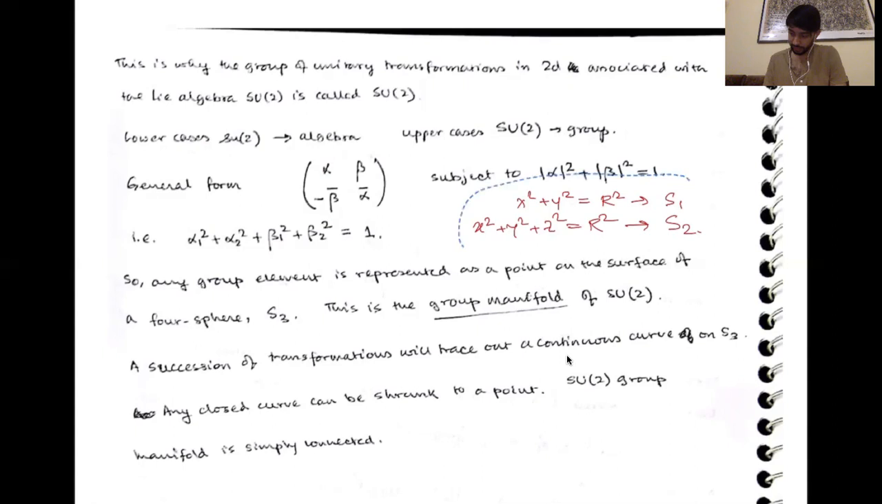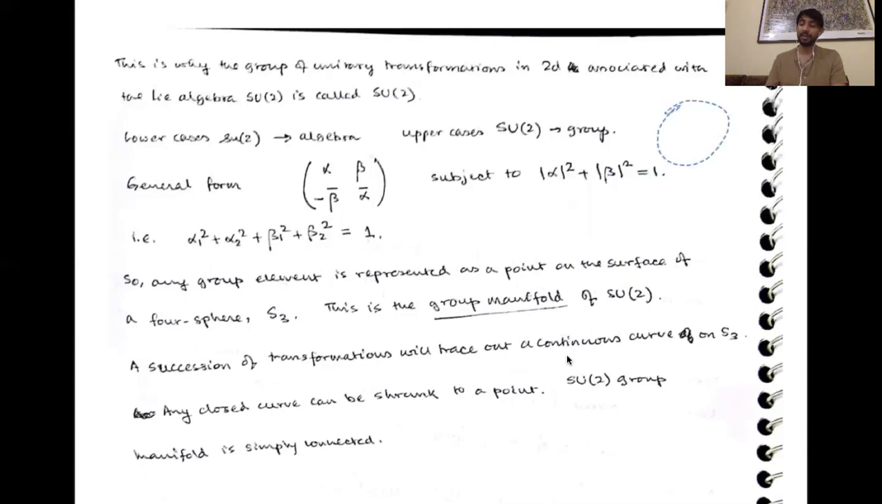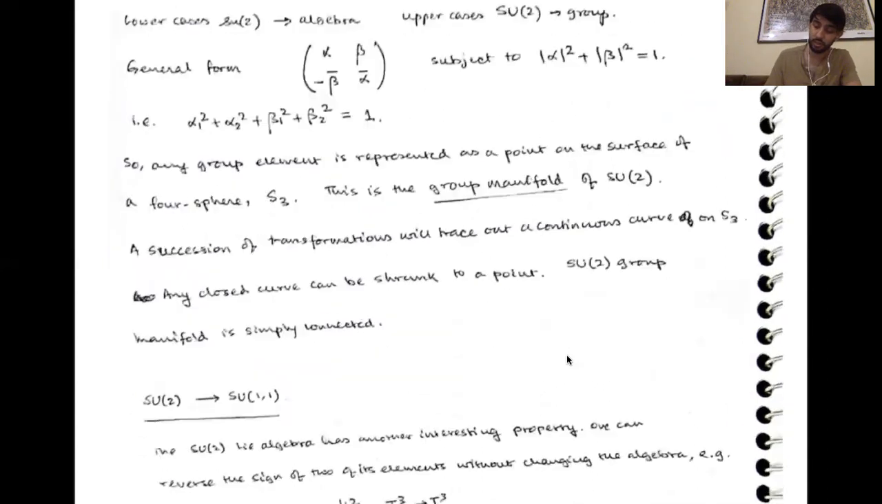Okay, so lastly, a succession of transformations will trace out a continuous curve on S3. And you'd remember that any curve on S3 can be shrunk to a point. And hence what we'll have is that S3 as a group manifold is simply connected. It might not always be the case, but at least for this example, this is true.